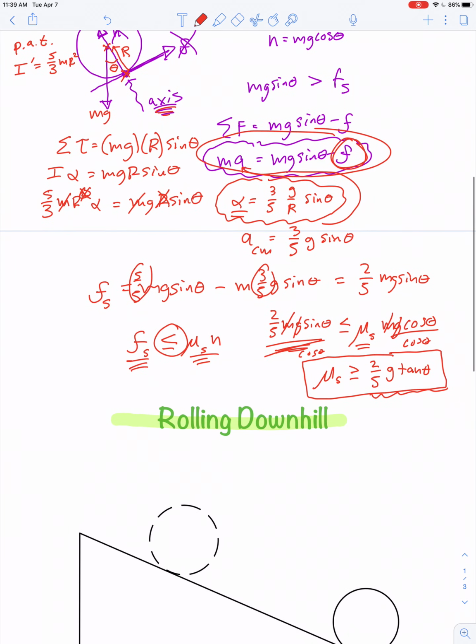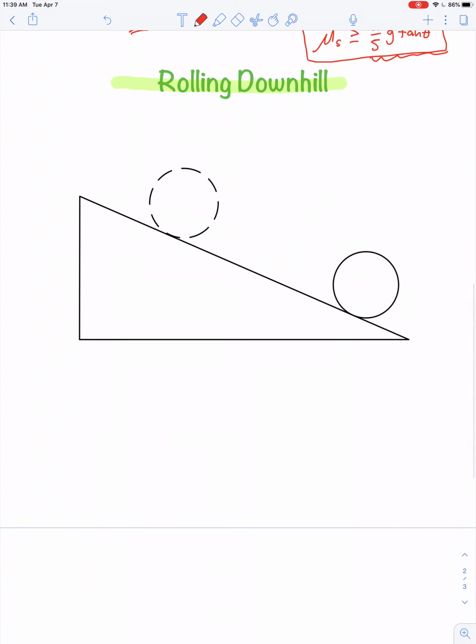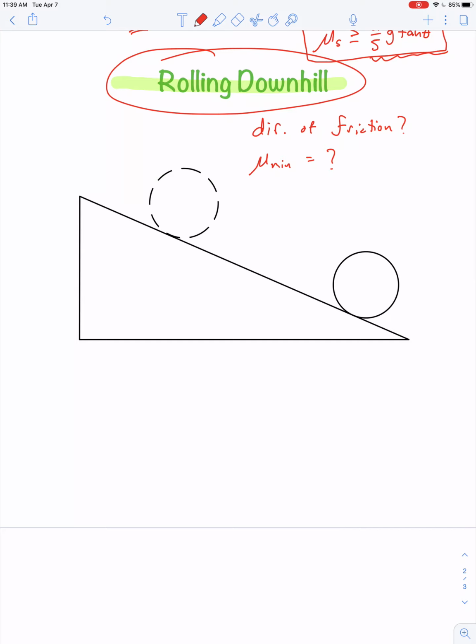Okay. Well, what about the case of rolling downhill? The question is, what's the direction of the friction force? And what's the minimum required coefficient of friction to allow it to roll without slipping? So I'm going to leave it up to you to go through a similar derivation.